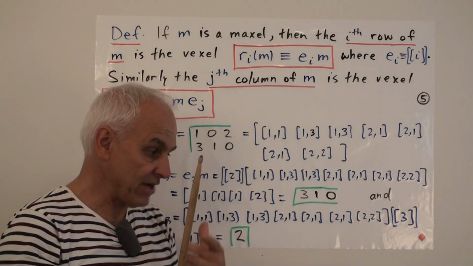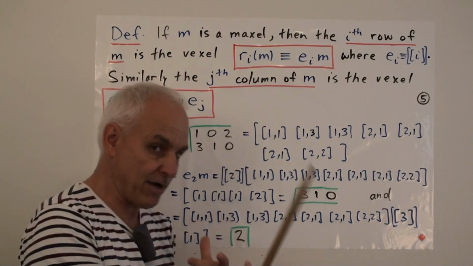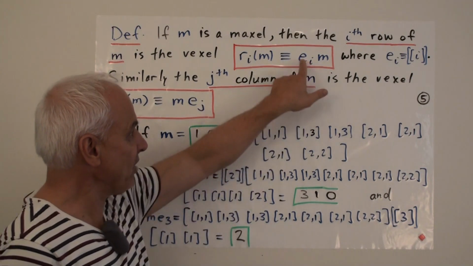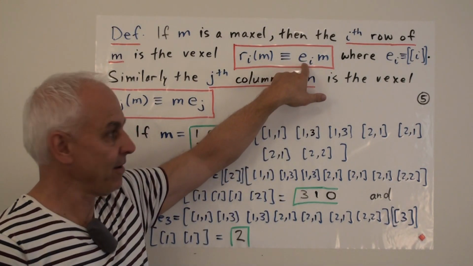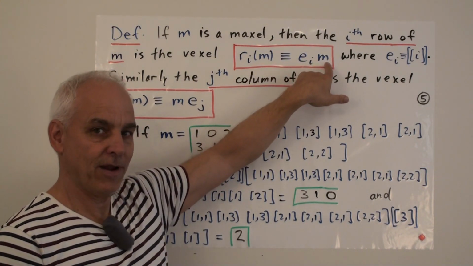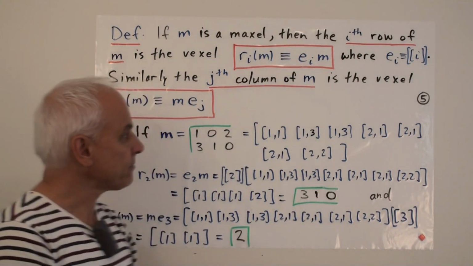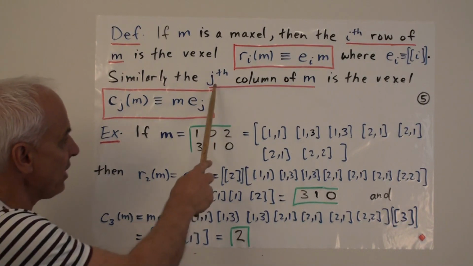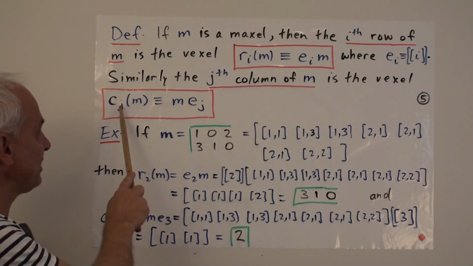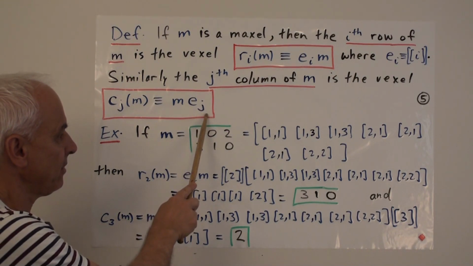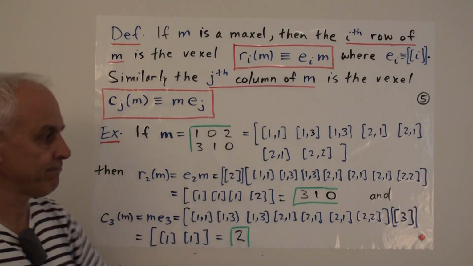How do we multiply a vexel times a maxil? Well, I've just told you we multiply all the singletons in this vexel with all the pixels in this maxil. Take all possible products. And similarly, the jth column of M is going to be the vexel c_j of M, which is M times e_j, with the e_j on the right-hand side.